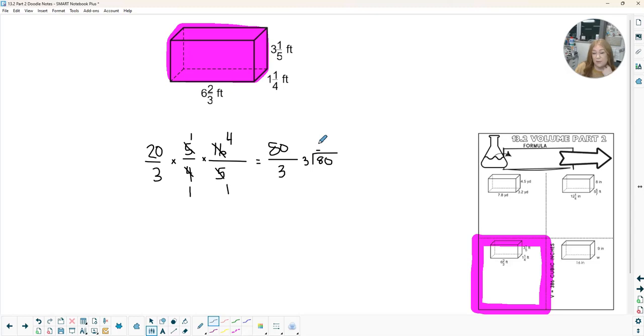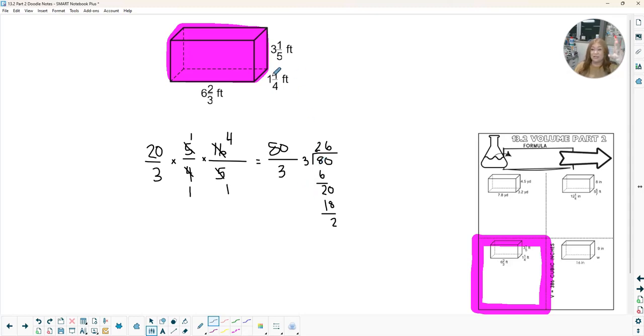So 3 goes into 8 2 times, which is 6. 2 left over, bring down a 0. 3 goes into 20 6 times. 6 times 3 is 18. 2 are left over. Now, I could bring down a decimal and keep going, and this is going to keep repeating. It's going to keep being 20 and 18 over and over again.